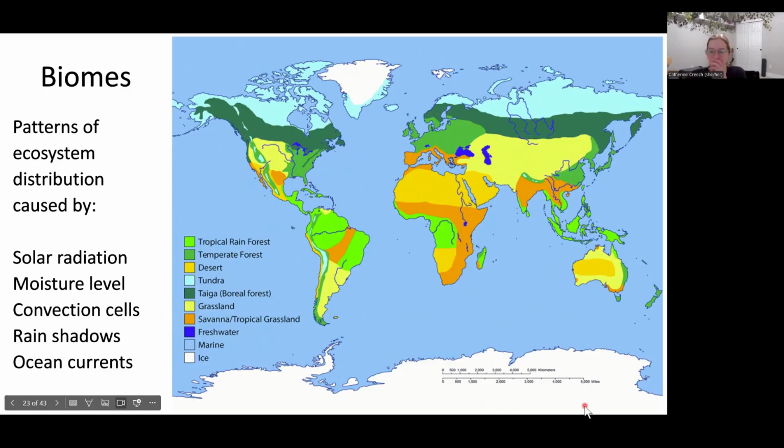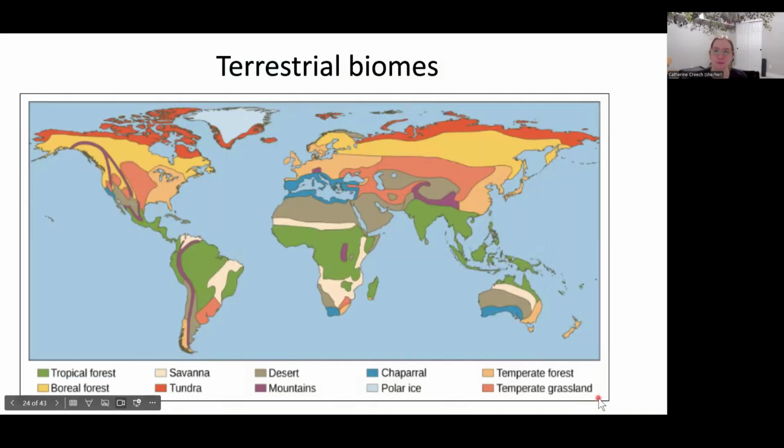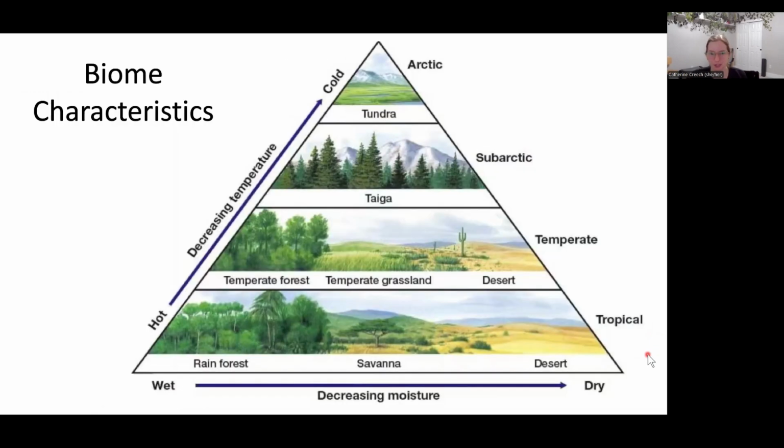We can talk about our biomes using multiple maps. So here we have another map. The colors are different, but the patterns are the same. And then we can also talk about biomes by organizing based on moisture and temperature. So here we have wet to dry, and we have hot to cold. So if you are wet and hot, you are a rainforest.